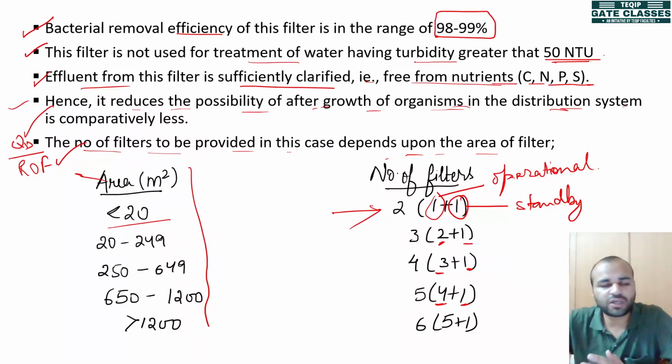Just for a quick recap, we learned about the various phenomena that are occurring in the filtration process: mechanical straining, sedimentation process, biological changes and electrolytic changes. Then we learned about the slow sand filter. We learned about various parameters that are involved with it. So that's all for today's session.